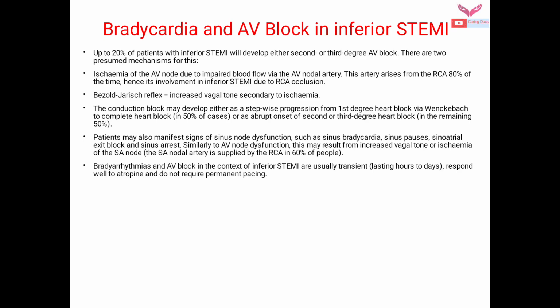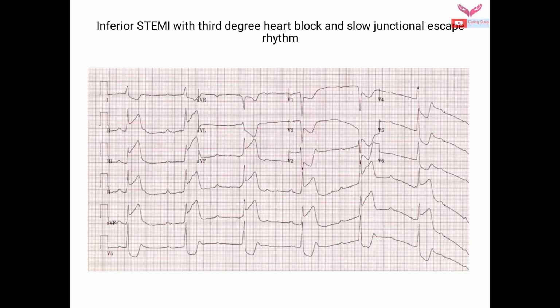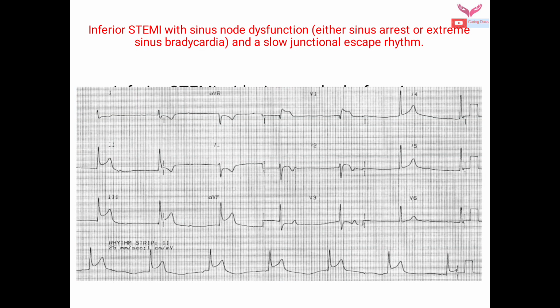Bradyarrhythmias and AV block in the context of inferior ST elevation MI are usually transient. They last for hours to days and respond well to atropine, and often they don't require permanent pacing. Here we can see the inferior ST elevation MI with third degree heart block and slow junctional escape rhythm. Again, the inferior ST elevation MI with sinus node dysfunction, either sinus arrest or extreme sinus bradycardia, and slow junctional escape rhythm.